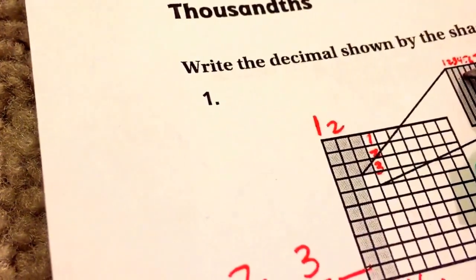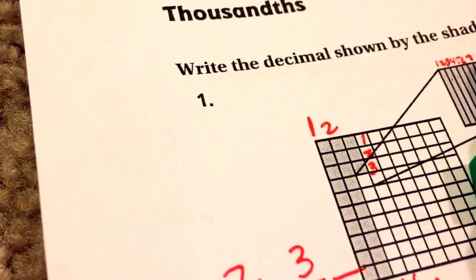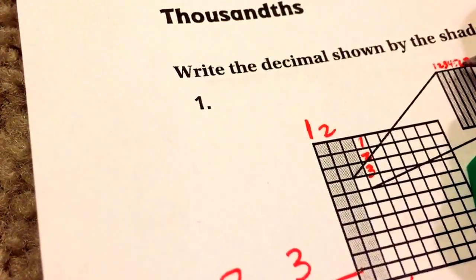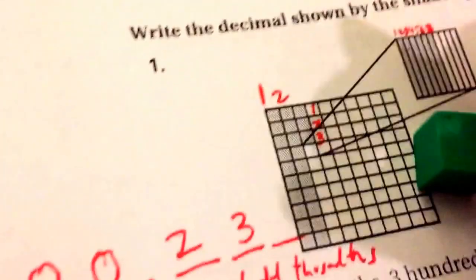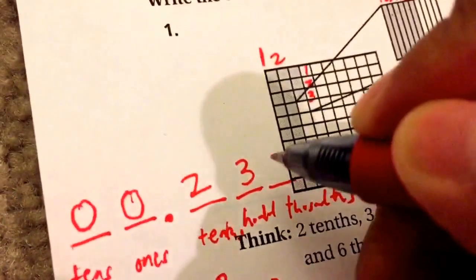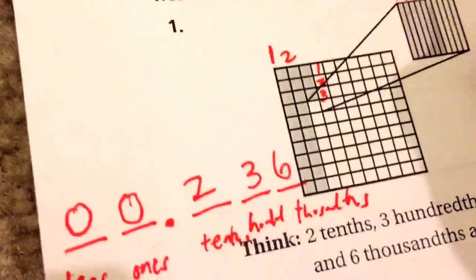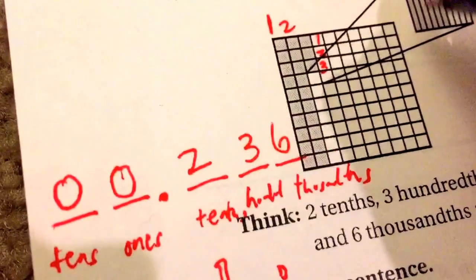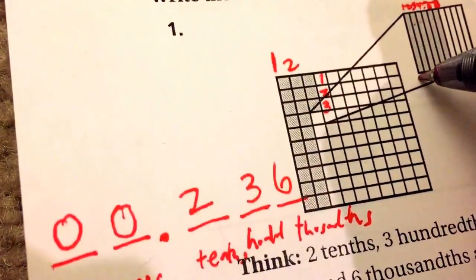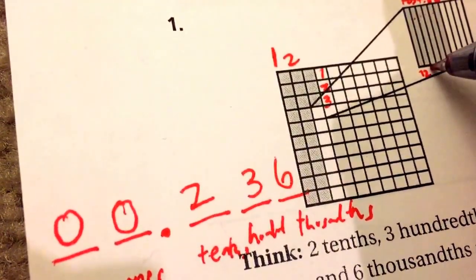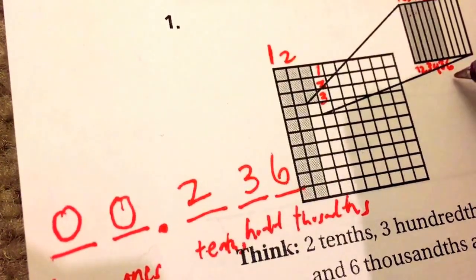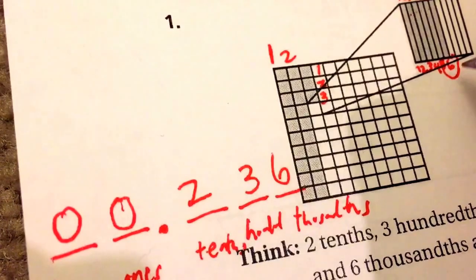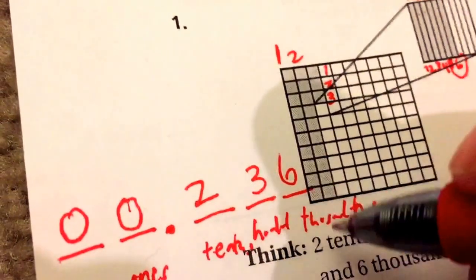1, 2, 3, 4, 5, 6. Whoops. Actually, it's 6. And I can tell because there's 4 empty. So here we have 6 thousandths colored in. And I kind of messed up counting it here, so let me count again. 1, 2, 3, 4, 5, 6. So we have 6 of the 10 colored in, so our thousandths is 6.